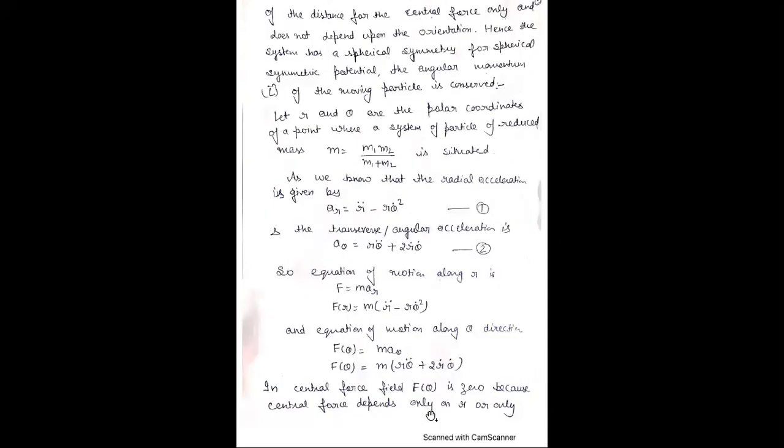And the motion of this hypothetical particle in central force is equivalent to two body motion. And the potential energy V(r) is a function of the distance r for the central force. It depends only on r, because in central force the potential depends only on r, does not depend on the orientation. There is no change in orientation, therefore the system has a spherical symmetry. For spherical symmetrical potential, we know that the angular momentum L of the moving particle is conserved.